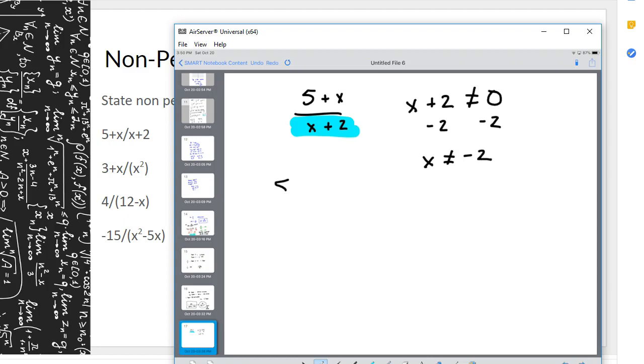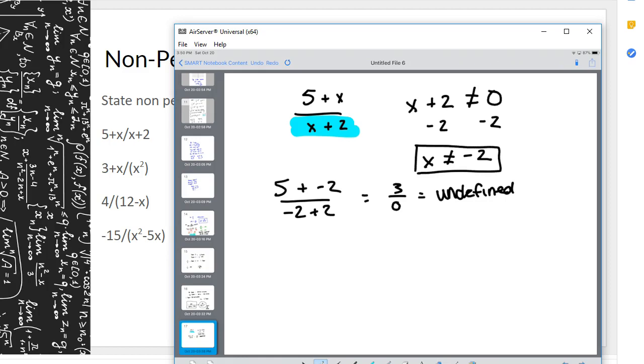Why? Well, if x equaled negative 2, we'd end up with 3 over 0, which is undefined. So my restriction in this case is x cannot equal negative 2.